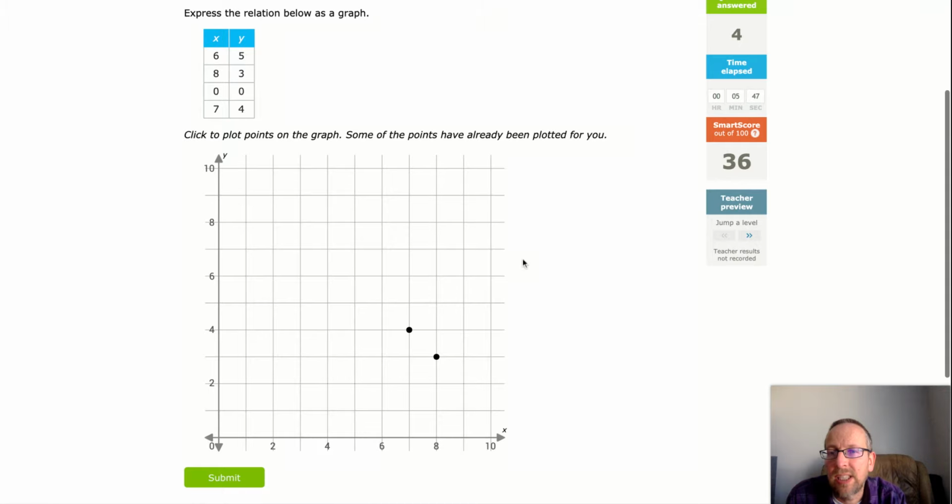Again, now they're actually going to have you plot some points. So let's see if they've actually plotted the point 6, 5. I come over here 6 and I come up to a y value of 5, it's that point right there. 8, 3, if I come over here 8 up to 3, they've already have that point. 0, 0, they don't have that point. Now remember, 0 means I don't go left or right, and it doesn't mean I go up or down. So 0, 0 would be the origin. And I believe they already have the point 7, 4. So remember, the x is horizontal, the y is vertical.